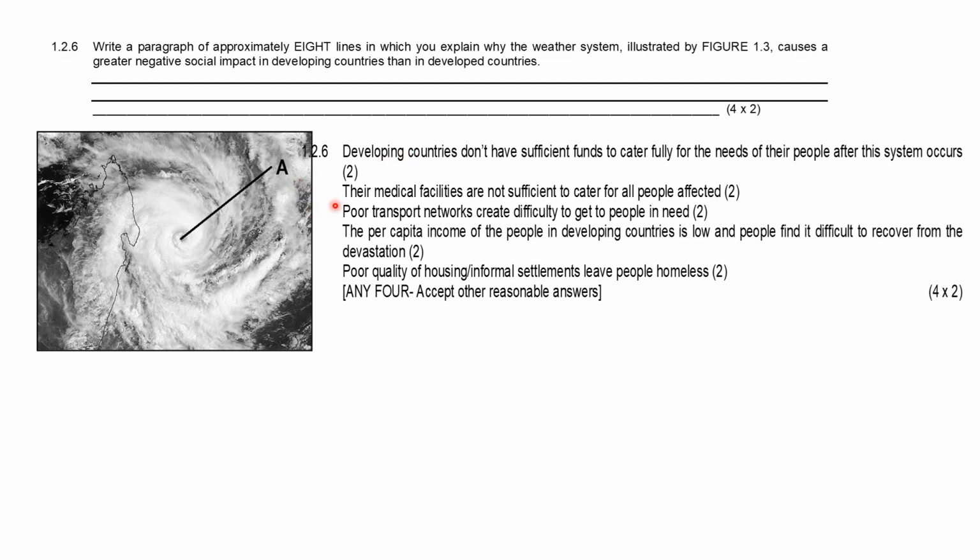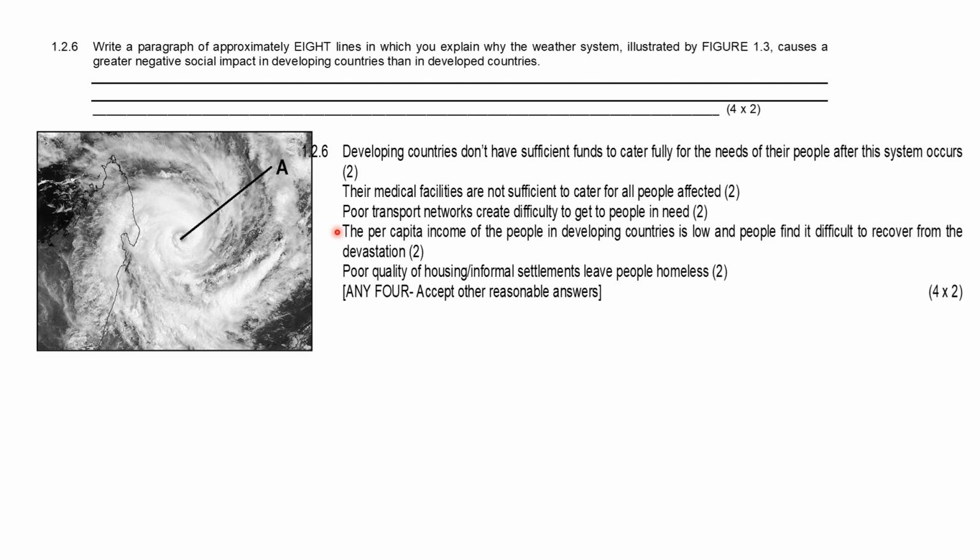Number two, the medical facilities are not sufficient to cater for all the people affected. You know, in South Africa, we have a crisis. Our medical facilities, our clinics, our hospitals, are not enough to cater for everyone. If you go to a public clinic, you'll find a very long queue, even if there's no tropical cyclone. Now imagine when there's a tropical cyclone. And in poorer countries, there are fewer people who can afford private health care, fewer people with medical aid.